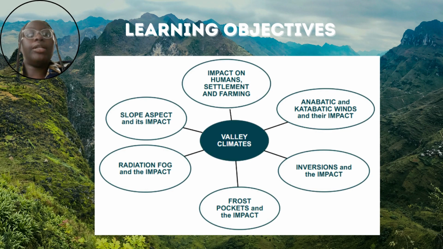So in this video, our learning objectives include looking at valley climates, obviously, and looking at things like anabatic and katabatic winds, inversions, frost pockets, radiation fogs, slope aspects, and their impacts. We'll look at the impacts on humans, settlements, farming, and the environment in general. Alright, let's get into it.